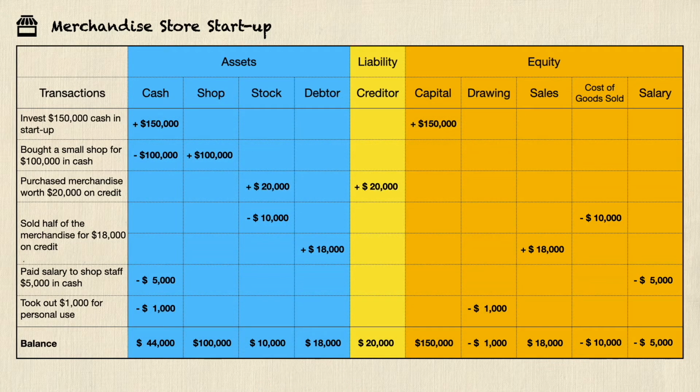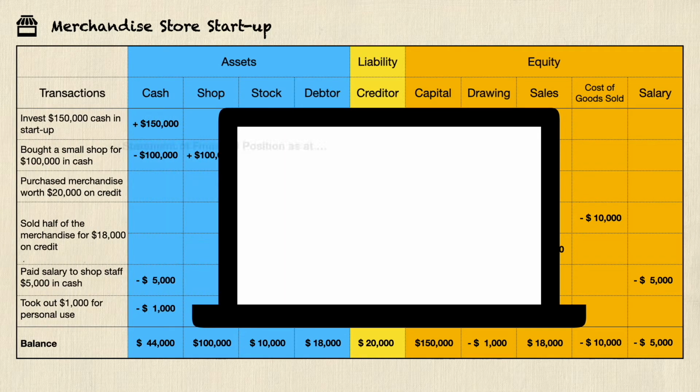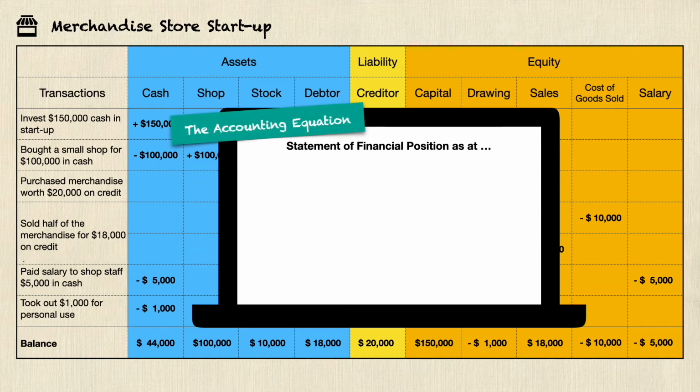Now let's examine the other financial statement called the Statement of Financial Position. The Statement of Financial Position reports the elements of the accounting equation, showing the nature and amount of resources controlled by the business and the respective claims on these resources as at a particular point in time.